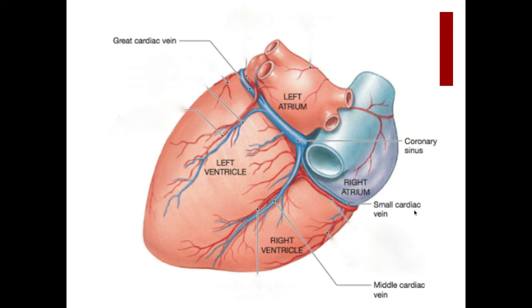And so small cardiac vein, middle cardiac vein, and then also great cardiac vein, all three of those are going to drain into the coronary sinus here. They're all going to go in there first, and then the coronary sinus will drop all that blood off through that opening, the coronary sinus orifice, back into the right atrium where the blood can continue its cycle.